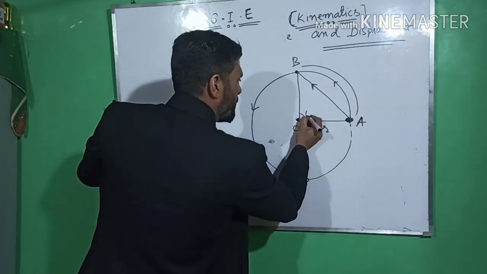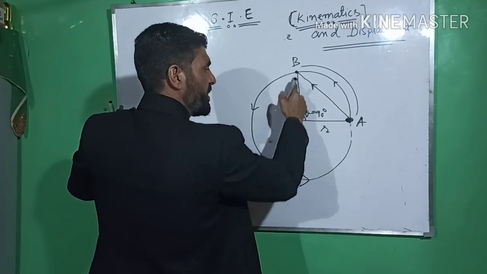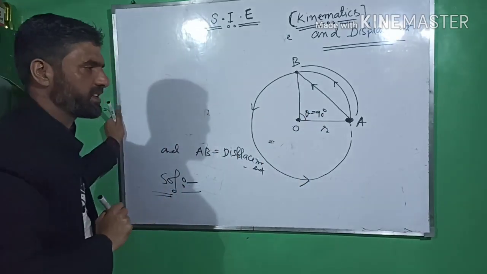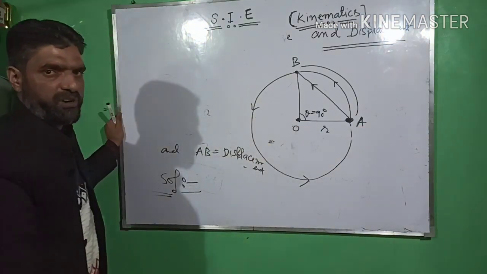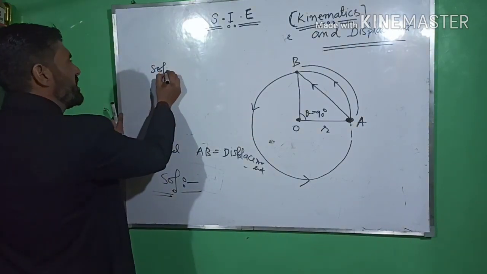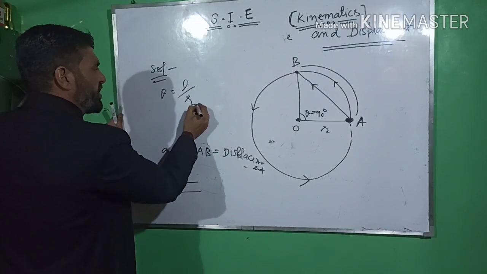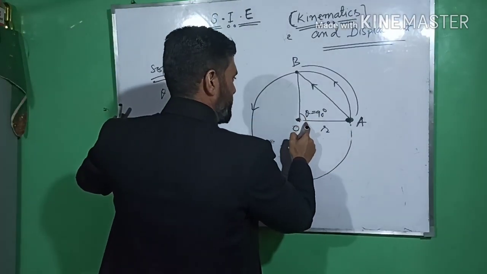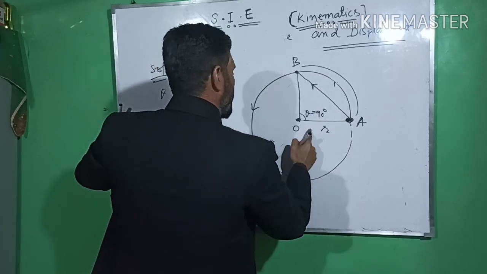Let this arc make an angle theta equal to 90 degrees at the center of the circle. It is also given, my dear students, for your kind information. Now, the solution is like this. It is clear that theta is equal to L by R, because the definition of this angle is the length of the arc divided by the radius.